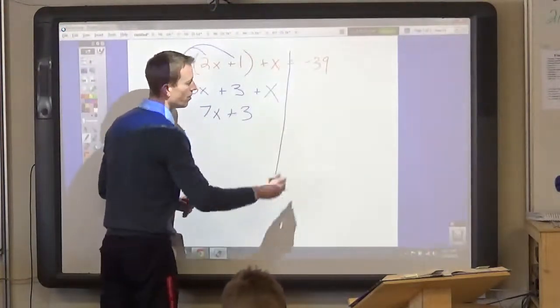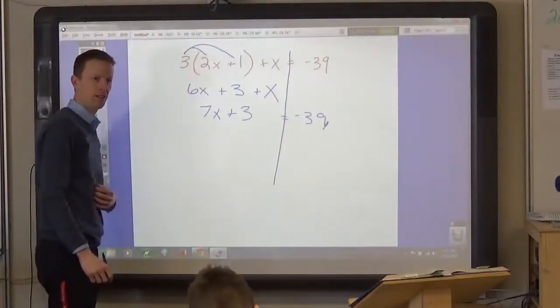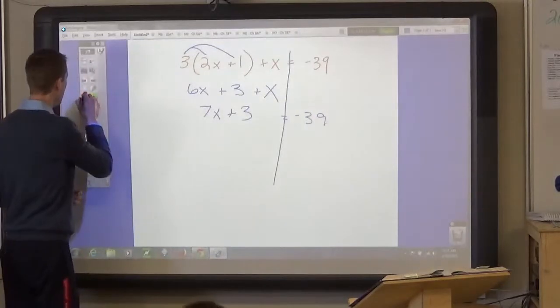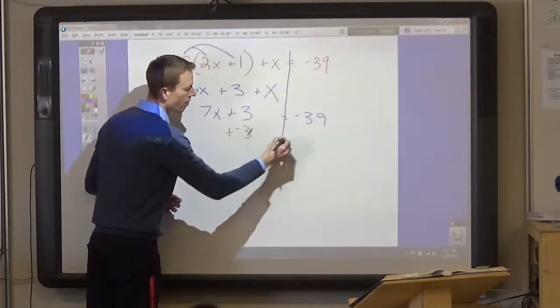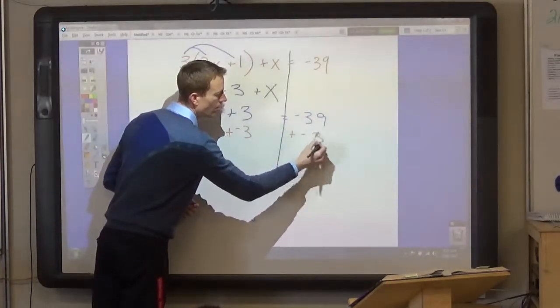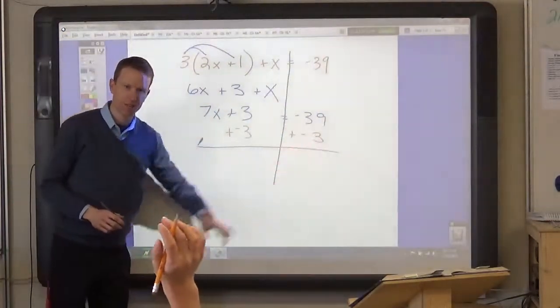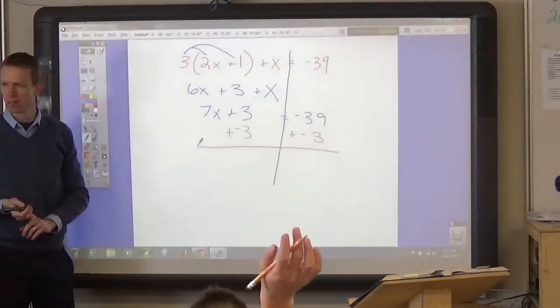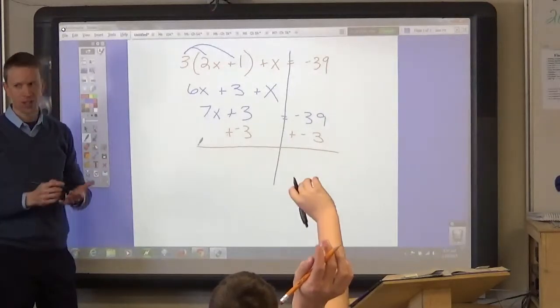Now we can go over to the other side, because that equals negative 39. And we can solve it. Add negative 3. Notice we have to add negative 3 because this one is negative. So what is this? Negative 39 plus negative 3. Don't pull out your calculators.